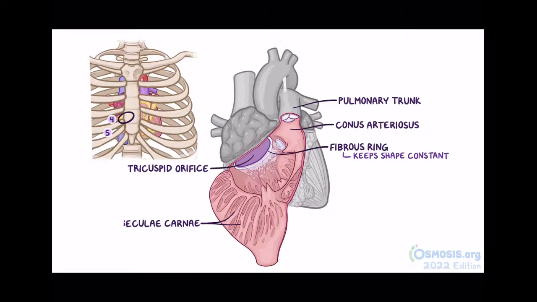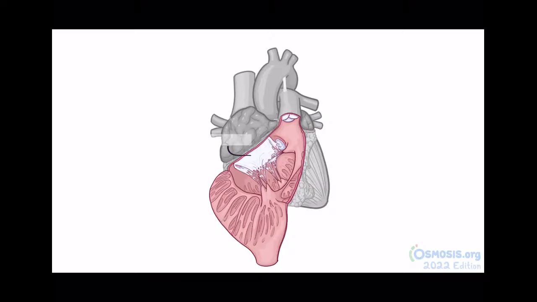And in order for blood to flow from the right atrium to the right ventricle at exactly the right time during each heartbeat, there's a tricuspid valve attached to the tricuspid orifice. It's called the tricuspid valve because it has 3 cusps or leaflets that open and close during systole and diastole. An anterior one, a posterior one, and a septal one.